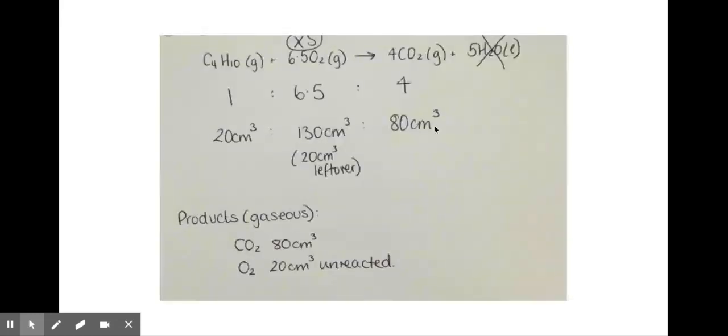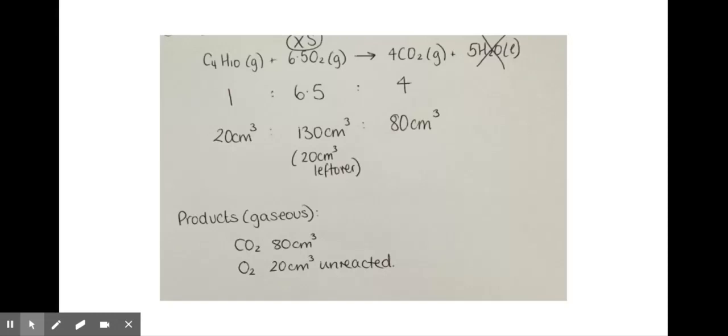Let's see the answer for question 1. So we start off with our balanced equation and we realise that we have a 1 to 6.5 to 4 ratio. Remember to cross out your water because it's a liquid, it's not a gas, so we don't involve it in this calculation. Then when we substitute in our numbers, we had 20 centimetres cubed of butane. Now, if 20 centimetres cubed reacts in a 1 to 6.5 ratio, then that means we only need 130 centimetres cubed of oxygen. We have 150, therefore that means our oxygen is in excess, and we have 20 centimetres cubed of oxygen left over.